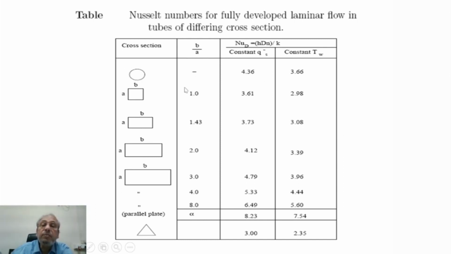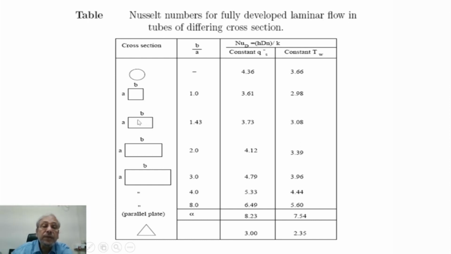So for circular tube, we have already seen that for hydrodynamically fully developed and thermally fully developed flow with constant wall heat flux, it is 4.36. For hydrodynamically fully developed and thermally fully developed flow with constant wall temperature, it is 3.66. We can call it constant wall temperature or uniform wall temperature. Similarly, we can use the phrase constant wall heat flux or uniform wall heat flux. So these are the values.